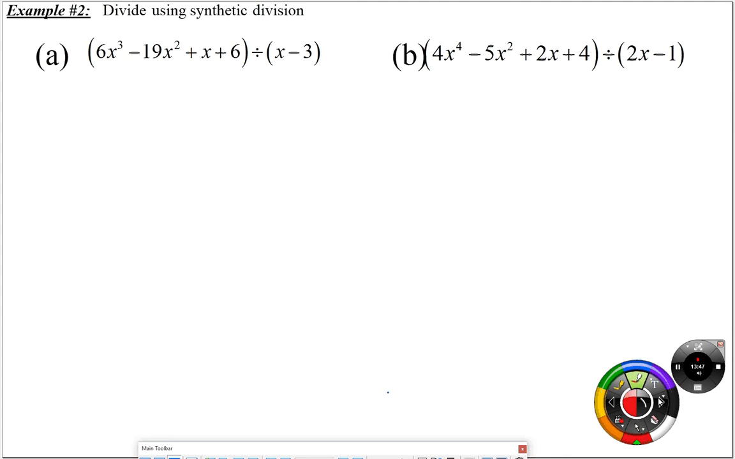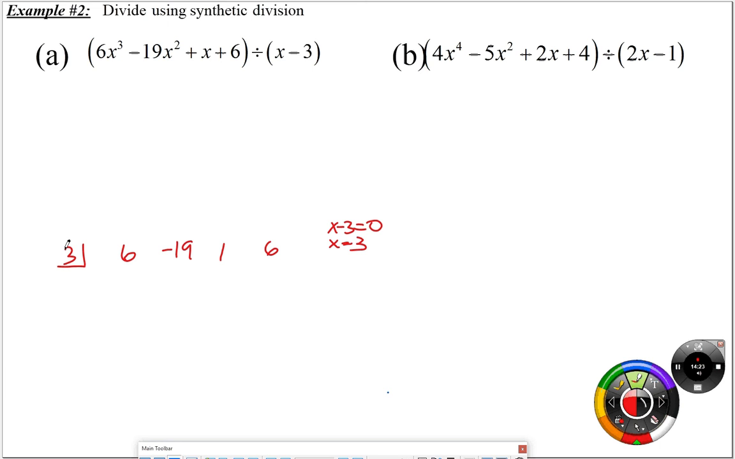So what you basically do is you take what you're dividing, so 6x cubed minus 19x squared plus x plus 6. You just take the number parts, the things you'd have to figure out what times this equals that number. So 6, negative 19, 1, and 6. And then you're dividing by x minus 3, so you take the 0 of that factor. So x minus 3, if you set it equal to 0, what would you get for x? Positive 3. So I'm going to see what positive 3 looks like when I do this.